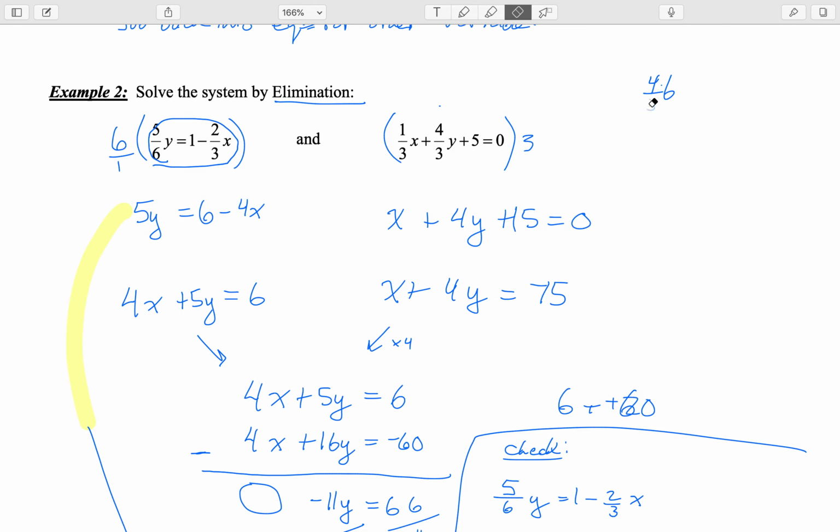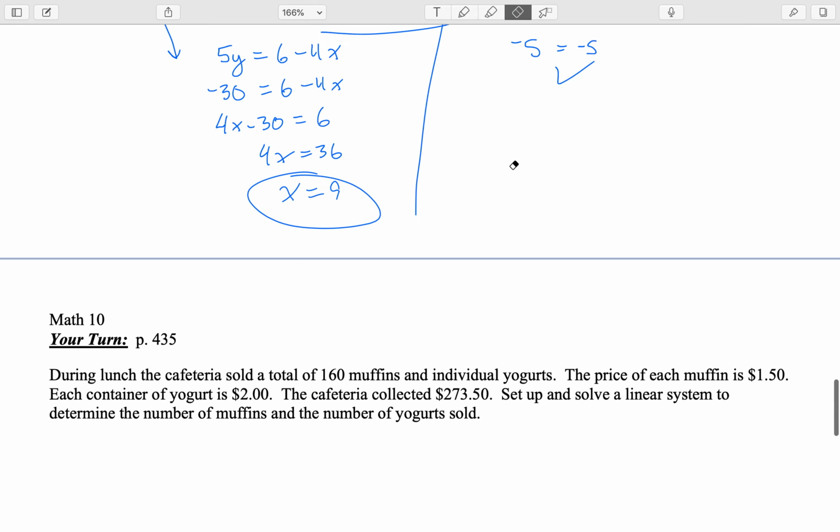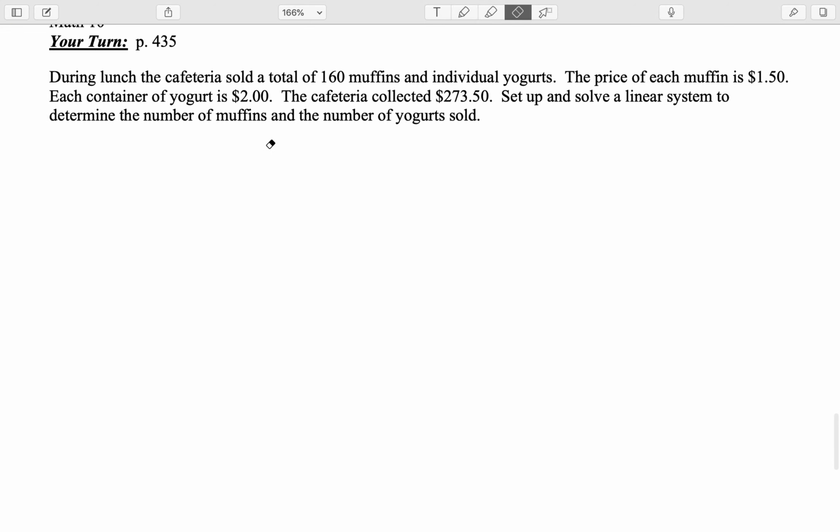Okay. Let's get into the last one, and then we're done with these notes. It says, during lunch, the cafeteria sold a total of 160 muffins and individual yogurts. The price of each muffin is $1.50. Yogurts cost $2. Now it says the cafeteria collected $273.50. Set up and solve a linear system to determine the number of muffins and the number of yogurts.